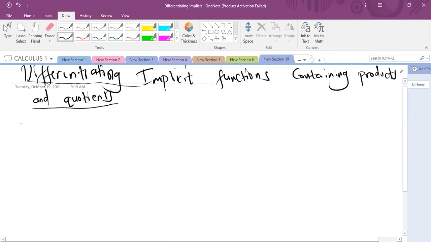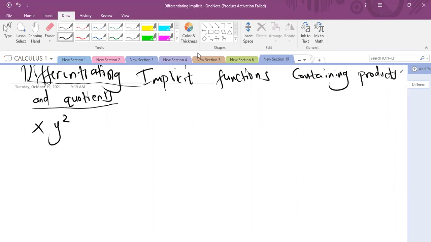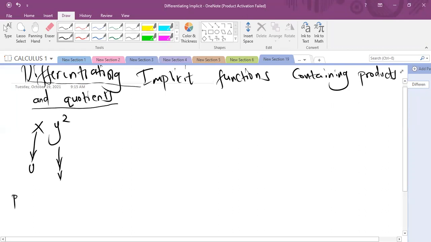So let's say you're given a function like xy^2, and then you're being told to differentiate this function. How do you go about it? Now, guys, as you can see, we will take this as two different functions. Let this one be your u, and let this one be your v. Using product rule, we will evaluate u'v + v'u.